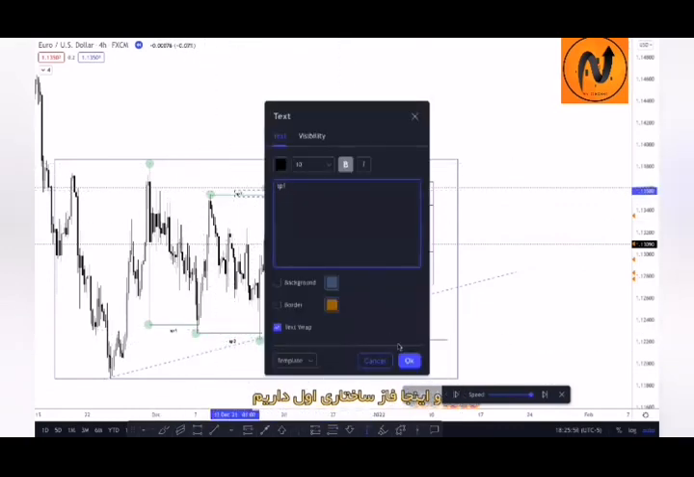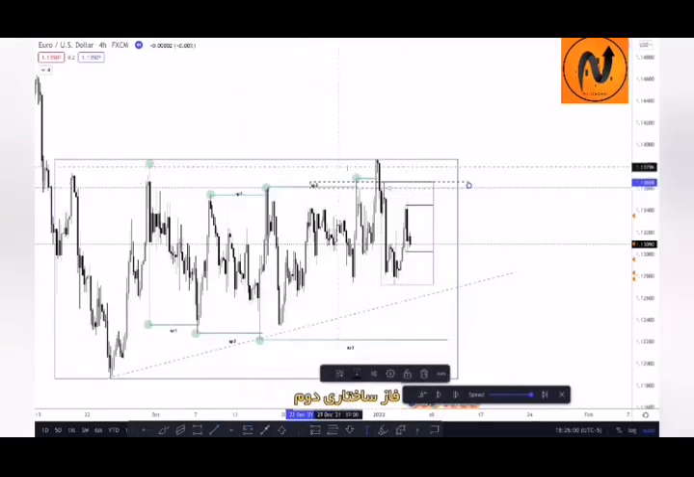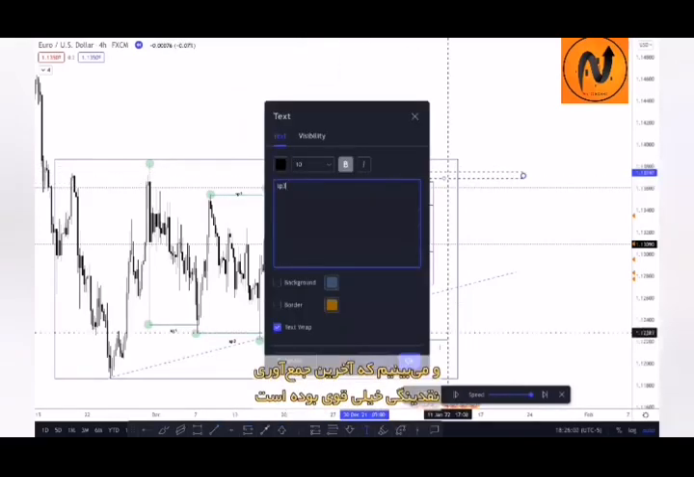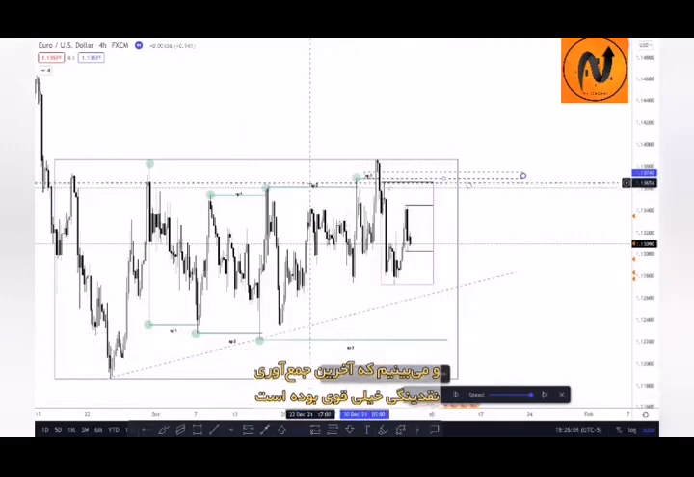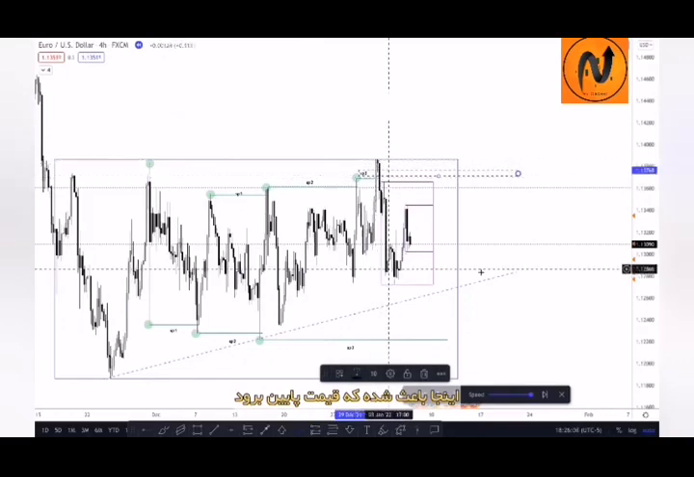And here we have structural phase 1, structural phase 2, and structural phase 3. And we can see that that last liquidity grab was very powerful right here, caused price to move down.